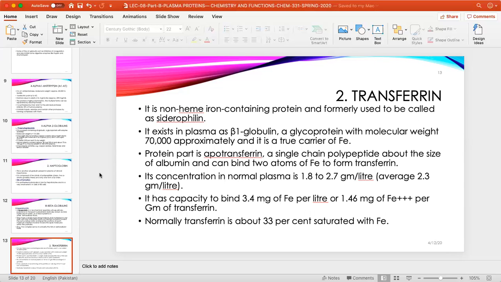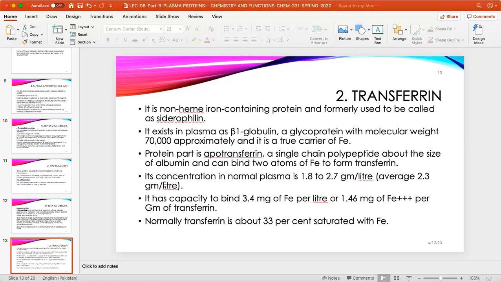Next we come to transferrin. It is a non-heme iron containing protein and was formerly called siderophilin. It exists in plasma as a beta globulin, which is a glycoprotein with a molecular weight of approximately 70,000, and it is a true carrier of iron. The protein part is apotransferrin. This is a single chain polypeptide about the size of albumin and can bind two atoms of iron to form transferrin. Its concentration in normal plasma is 1.8 to 2.7 grams per liter.